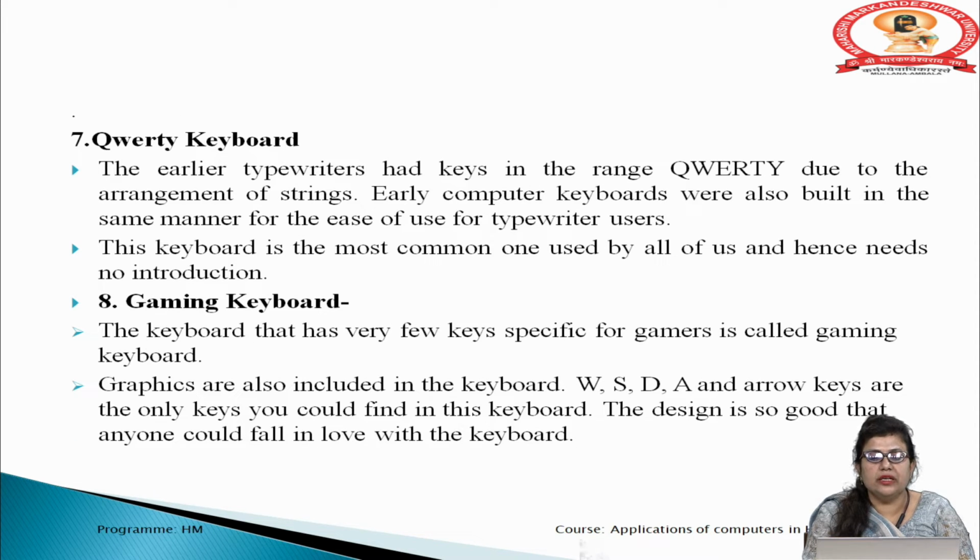Next comes the QWERTY keyboard. The earlier typewriters have keys in the range of Q, W, E, R, T, Y. Due to the arrangement of this string, the keyboard is named QWERTY keyboard. If you look at the keyboard on the system attached on your desk, you can see the third layer of keys has the arrangement Q, W, E, R, T, Y. Earlier typewriters used to have this kind of key arrangement, and then the keyboards also had this kind of arrangement.